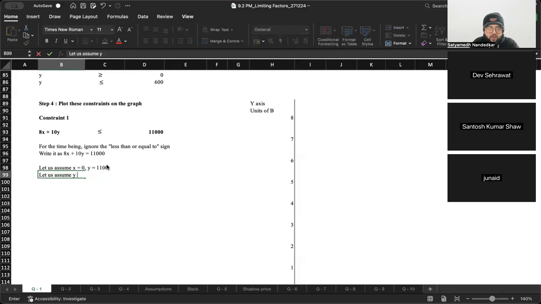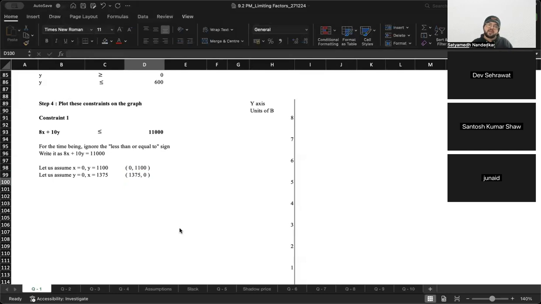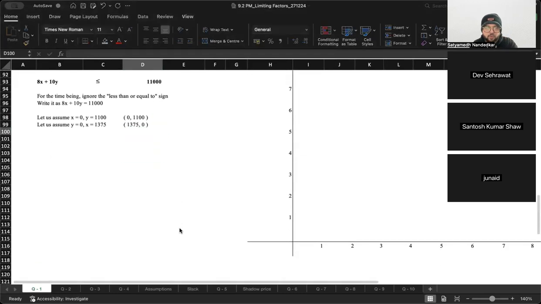Okay. And let us assume y equal to 0. Okay. If y equal to 0, then it becomes 8x plus 0 equal to 11,000. So x will be how much? X will be 11,000 upon 8, that is 1375. So if I were to define my points, my first point would be 0 comma 1100 and second point would be 1375 comma 0. Now I want to plot this line.